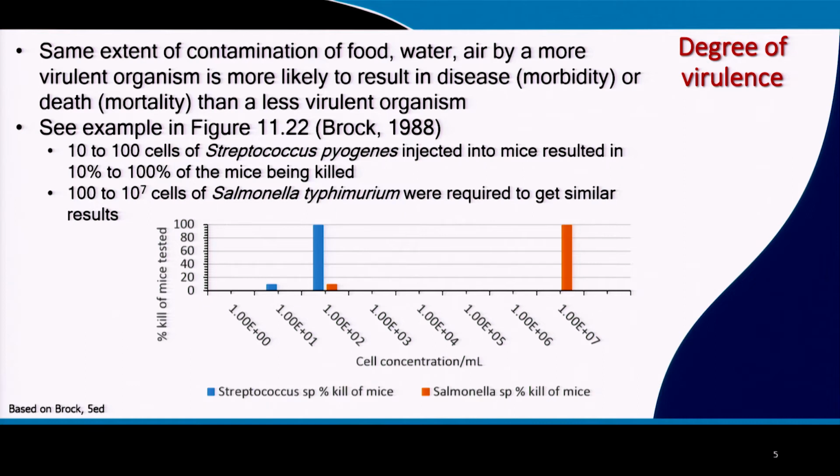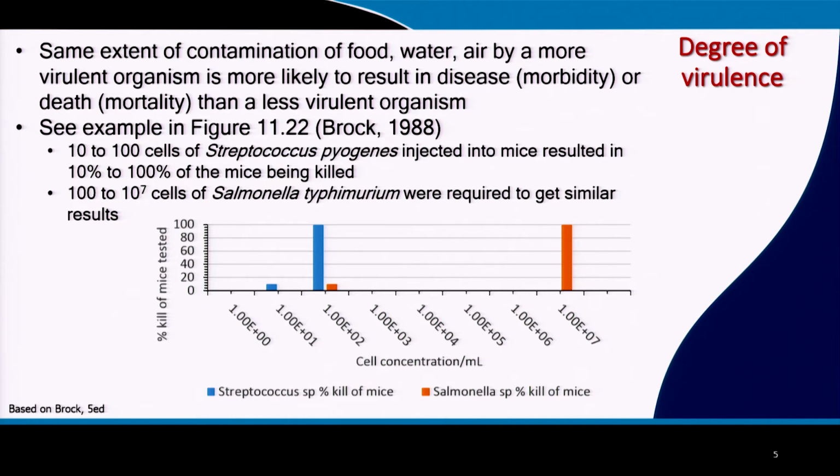Then we come to Salmonella typhimurium. Now 100 cells of Salmonella were injected into mice and 10% kill was obtained with these 100 cells. To get 100% kill of the mice tested, 10 to the power 7 cells of Salmonella were required. So Streptococcus is definitely far more virulent compared to Salmonella.